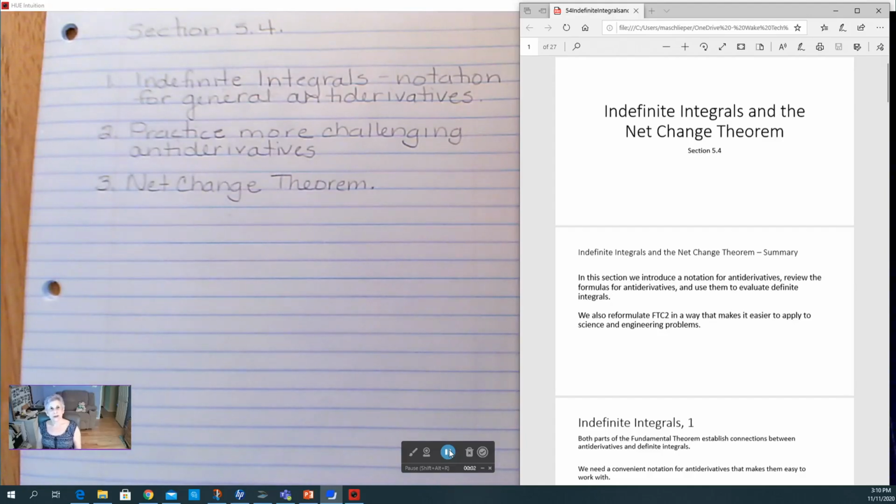Section 5.4 has three main things that we want to do. Indefinite integrals, so that's really just introducing notation for the general antiderivative. We're going to practice some more challenging antiderivatives where we have to manipulate them with algebra first, and the net change theorem. So let's get going.